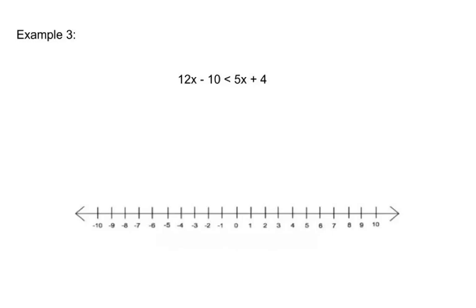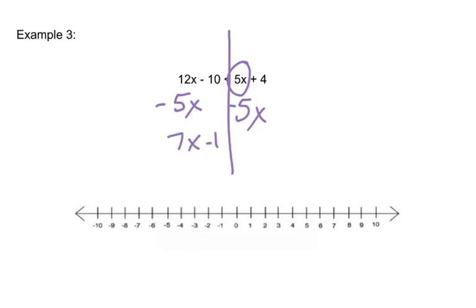Here's another example of solving an inequality. Same way we did with solving an equation. In this problem, we have x's on both sides. As I taught you before, I normally take the x that's on the right side and eliminate it from both sides. So I want to subtract 5x here. Do not want to write it underneath the 10 because I want to make sure I line up my like terms. So this is 7x minus 10 is less than 4.